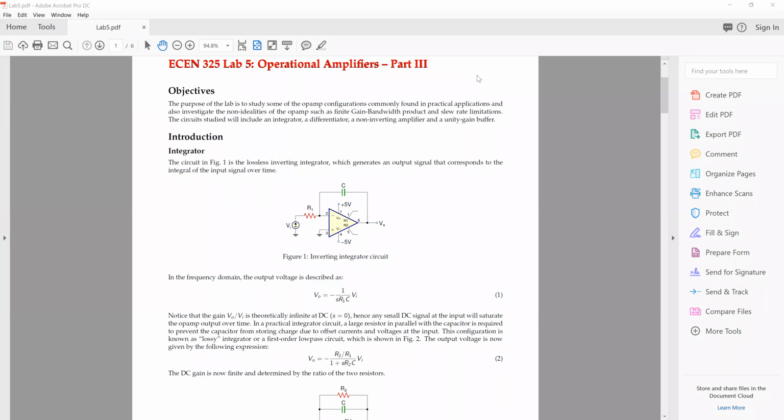All right, guys. So I came to know that the previous video I had recorded for gain bandwidth product did not have the screen shared. So I'll teach the gain bandwidth product again with the Lab 5 hints. Okay. So let's see what Lab 5 is about.